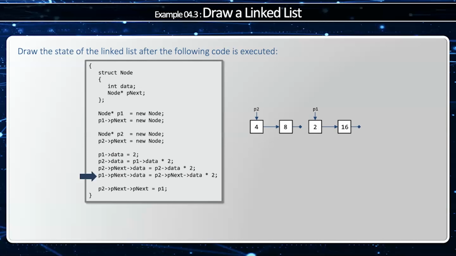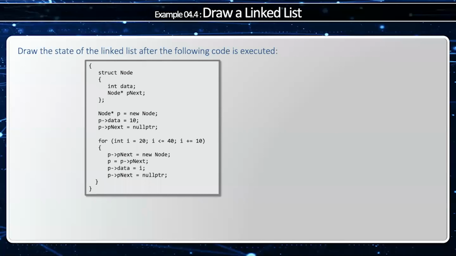So now I have 2 linked lists. P1 is going to have the values 2 and 16. P2 is going to have the values 4 and 8. Now I'm going to say P2 arrow P next, which right now is null, but now it's going to point to P1. And now these are connected. Notice how P1 is a linked list of 2 nodes, and P2 is a linked list of 4 nodes.